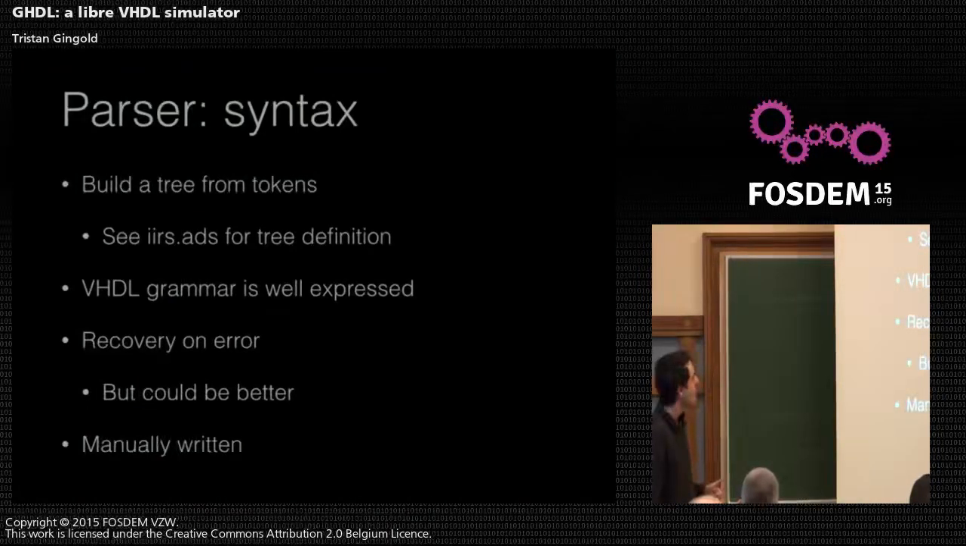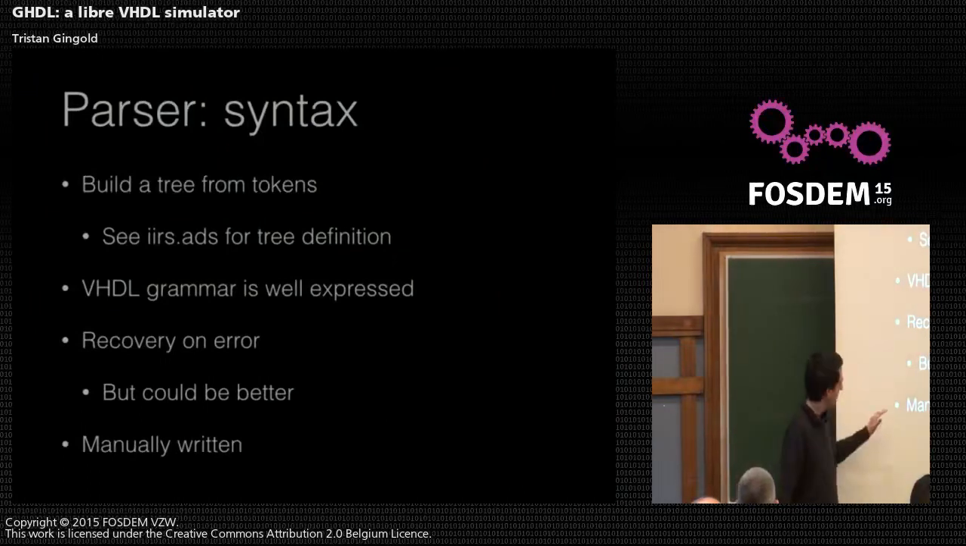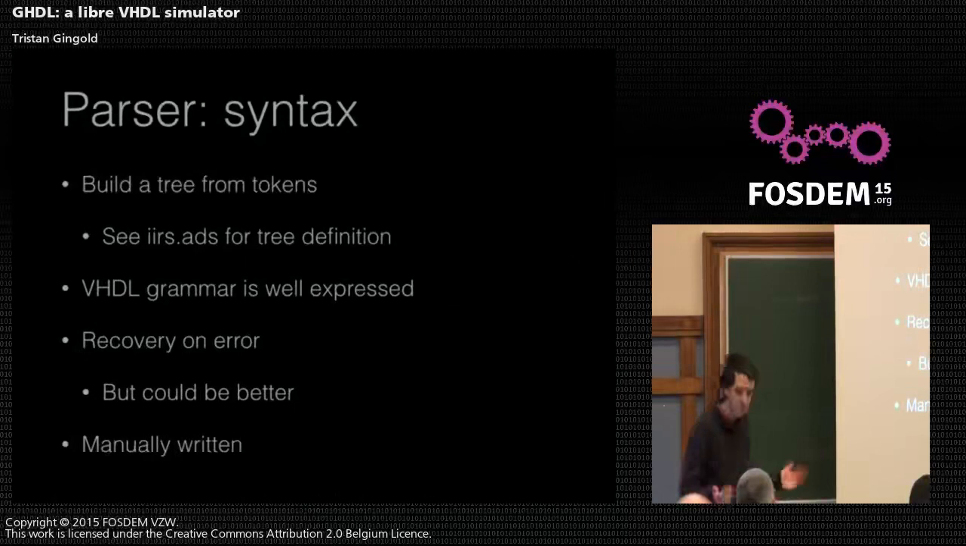But it's difficult when you write a parser to know what the common user errors are. It's not written anywhere. So when I get a report, I sometimes improve the parser. It could always be improved. And it's of course manually written. It's a recursive descent parser, nothing very complex.